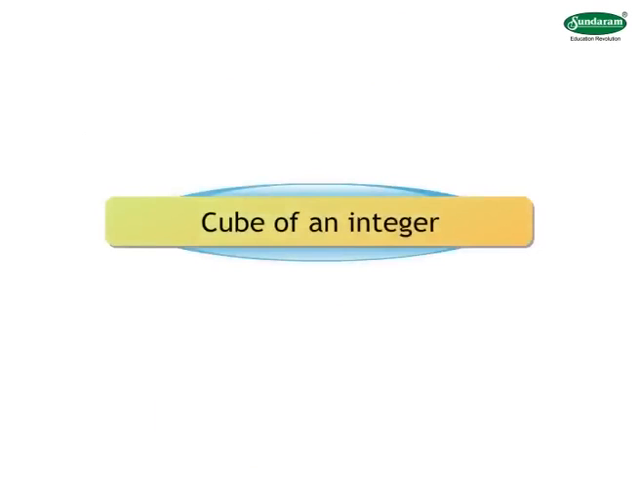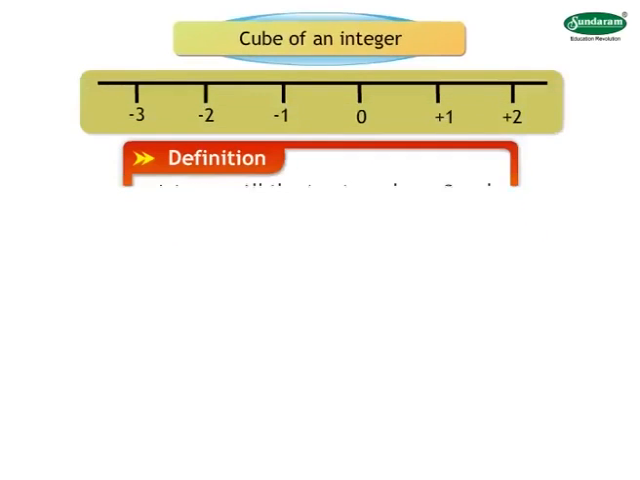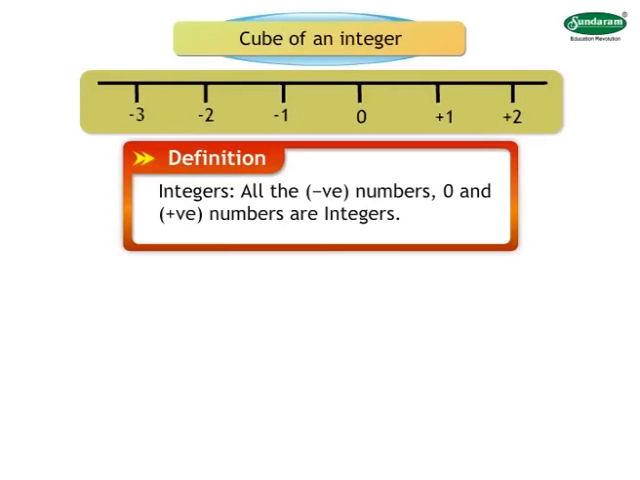Now let us start with the cube of an integer. But before we start, let us try to understand what is an integer and the multiplication rules for integers. Integers: all the negative numbers, 0 and positive numbers are integers.